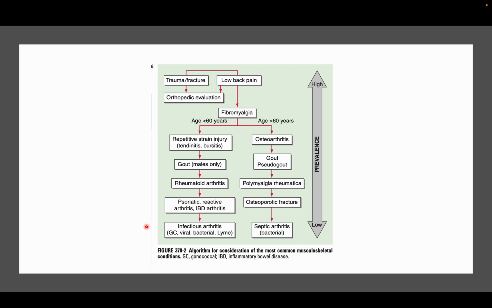If the patient is more than 60 years, the first thing is osteoarthritis always. Then you look for gout and pseudogout, which is due to CPPD. Polymyalgia rheumatica should be kept in mind. Any osteoporotic fracture, because in the elderly the fracture risk is more, or any septic arthritis should be looked for.